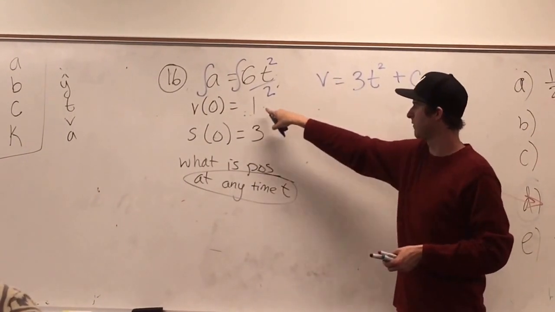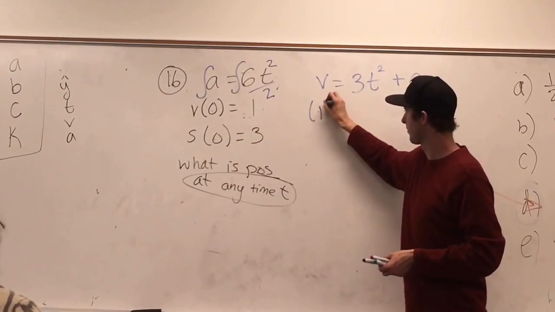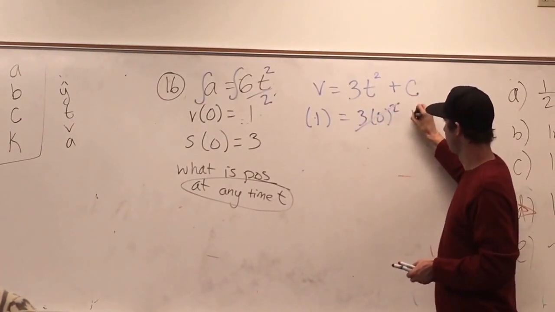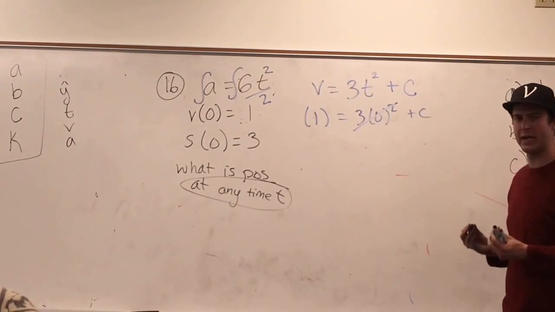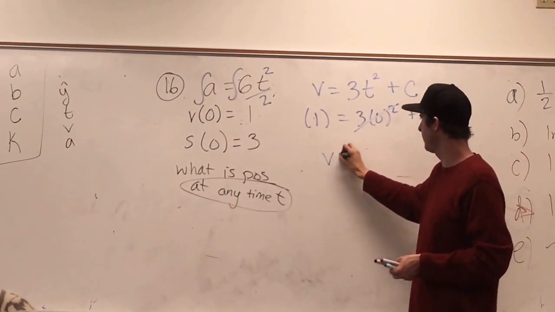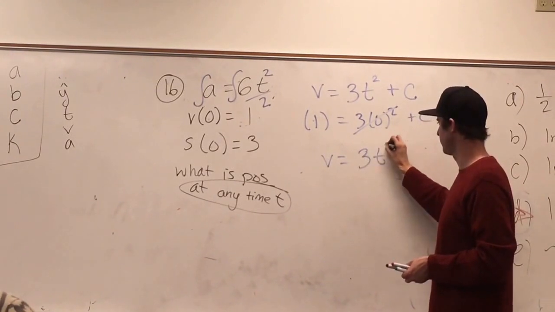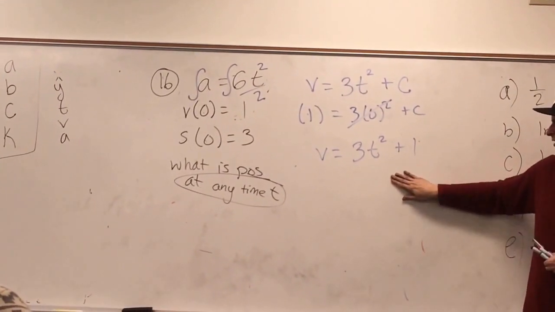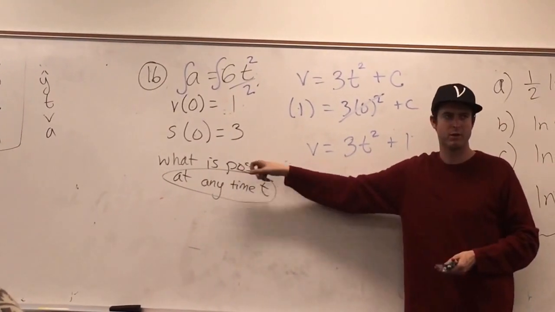So for v I plug in 1 equals 3 times 0 squared plus c. That now gives me a formula: v equals 3t squared plus 1. But that's not my answer yet, because it didn't want velocity, it wanted position.